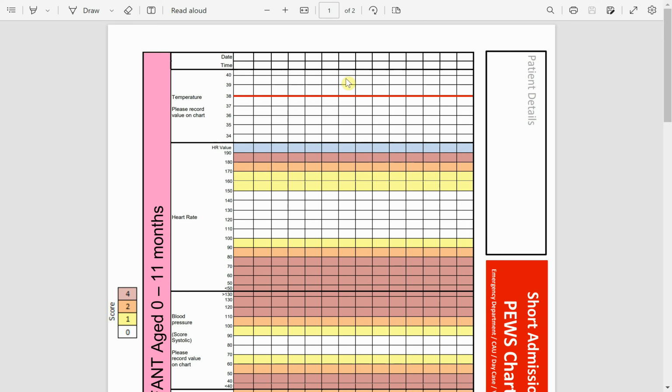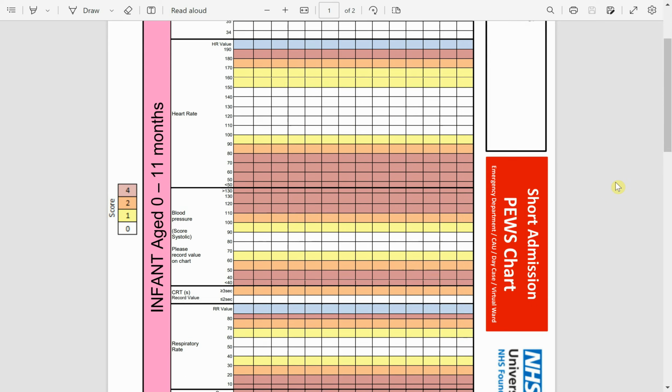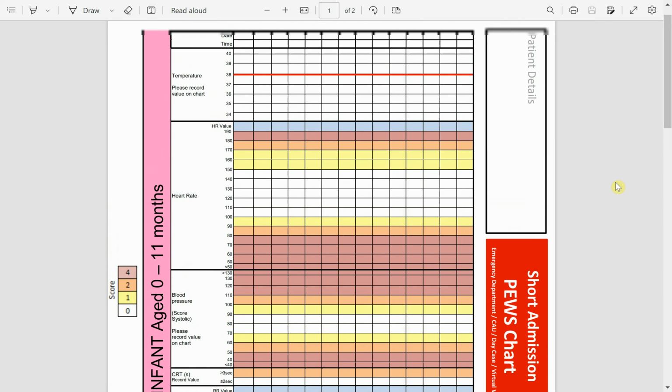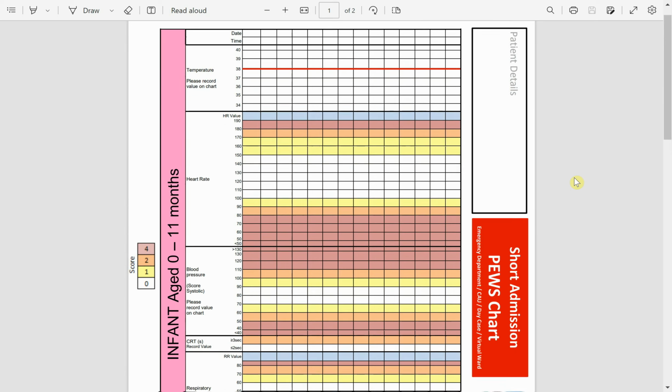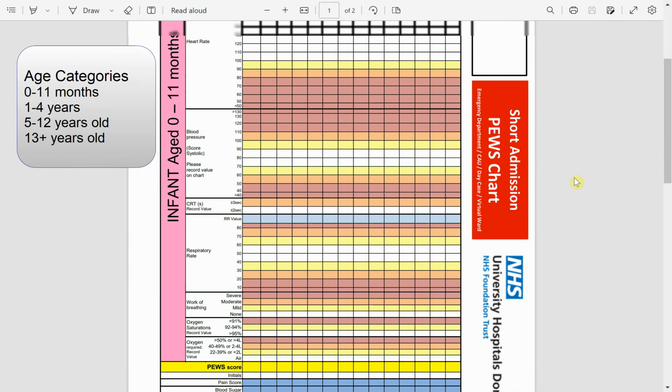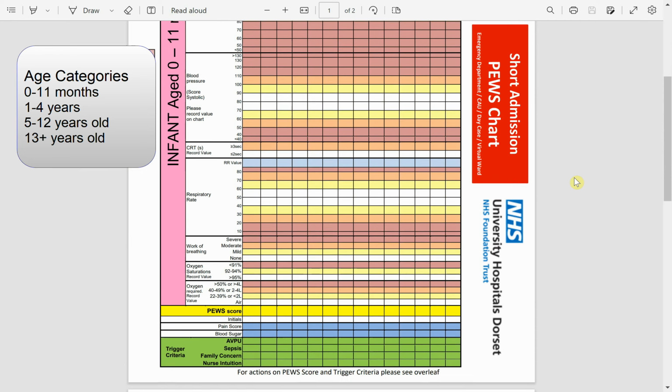This is a video explaining the new paediatric short PEWS charts which are being introduced into UHD across both RBH and Poole sites. These charts are categorised into 4 different age groups: 0 to 11 months, 1 to 4 years, 5 to 12 years and 13 years plus.